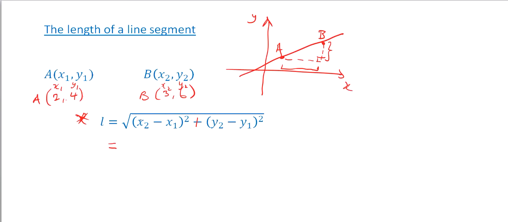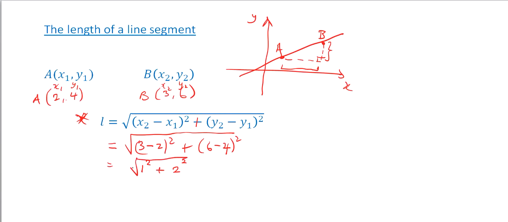Okay, so x2 minus x1, so this will be 3 minus 2 squared plus the difference in the y, which is 6 minus 4 squared, and we're going to find the square root of all of this. So 3 minus 2 is 1, so this is 1 squared, plus 6 minus 4 is 2, so this is 2 squared. Again, we find the square root, and this will be 1 plus 2 2's are 4, so this will be the square root of 5 units.